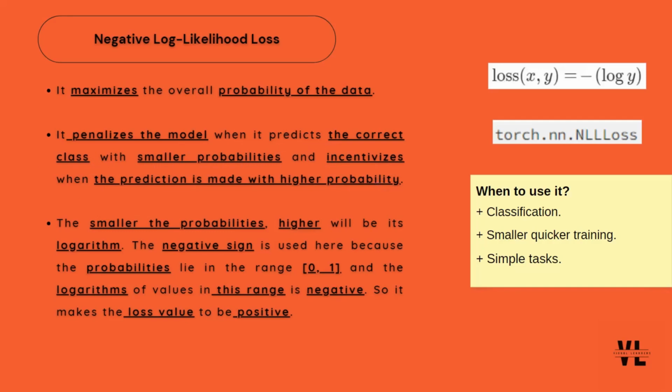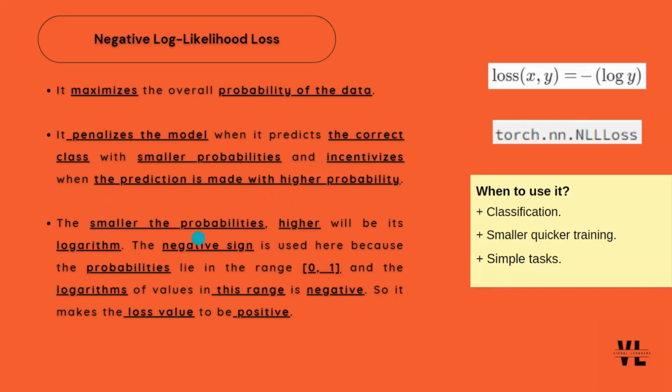So just as we have seen for regression problems, when we deal with classification problems, we also want to incentivize the model to make correct predictions. So when it predicts the correct class with smaller probabilities, we penalize the model. And if the prediction is made with a higher probability, we incentivize the model. So if we have the correct class and we got a higher probability, we want to incentivize this prediction.